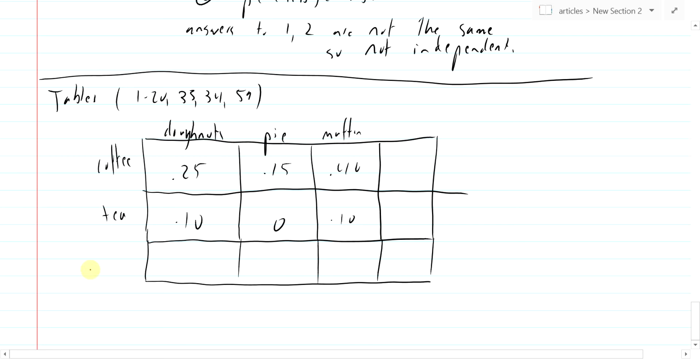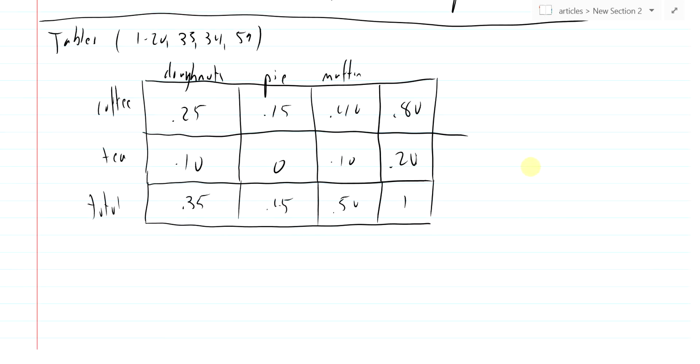So what percentage of people who come in get donuts? Well, 35%. How many get pie? 15%. How many get muffins? 50%. And of course this adds up to 100%. How many people get coffee? 40 plus 40 is 80% of people get coffee, 20% of them get tea. So that's 100% as well. Great. So we can ask questions about these things.